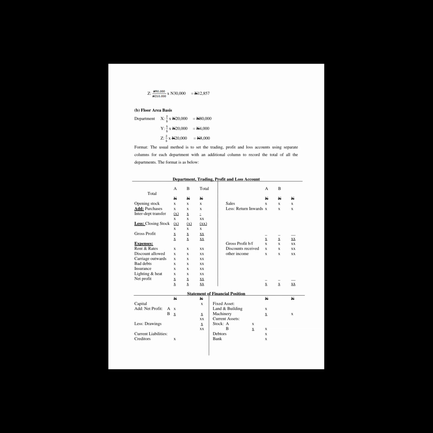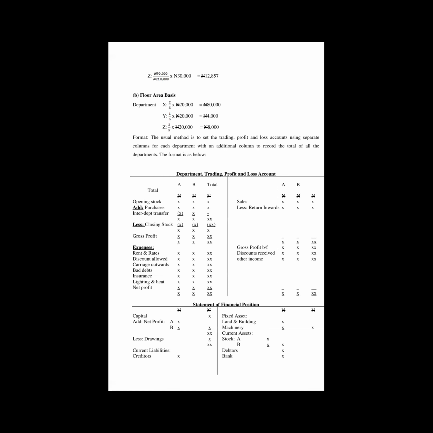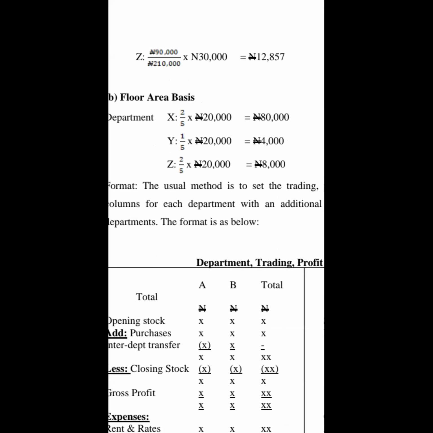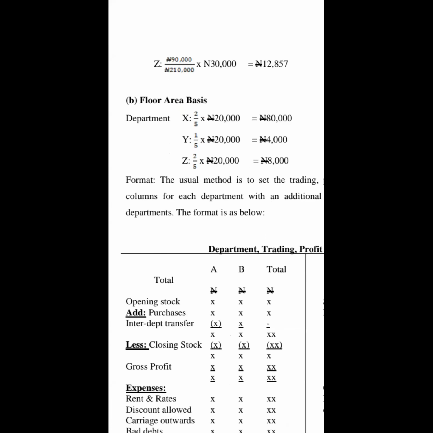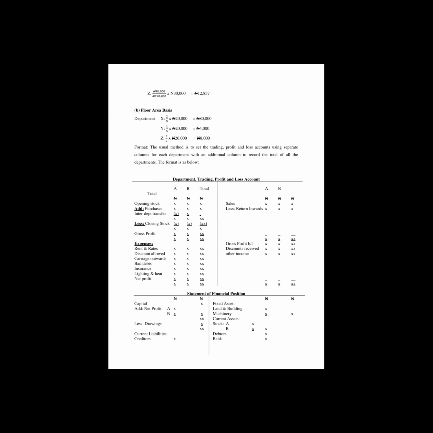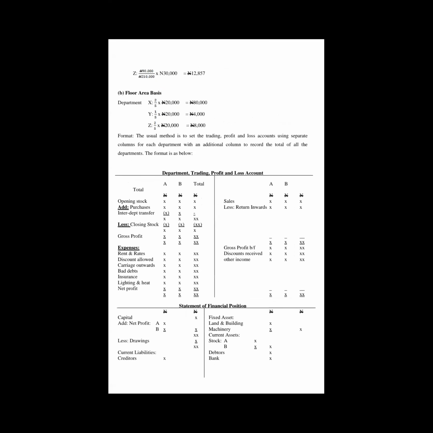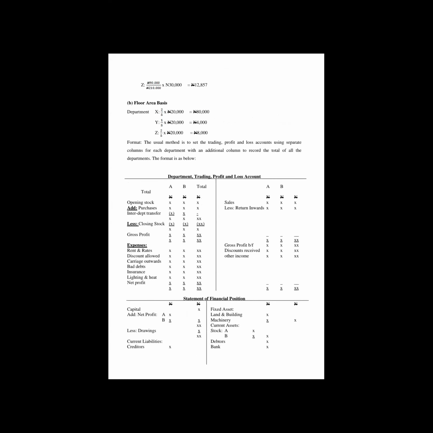So now, this is what we're talking about. To establish the actual amount that is being incurred by department X, it's going to be 2/5 times the total amount, which is 20,000 naira, and that gives us 80,000 naira. So they are now giving us here the formats for preparing the departmental account. But the format that is given here is a T account. So maybe after this class, we can devise a means of converting it to statements, to see the workability.